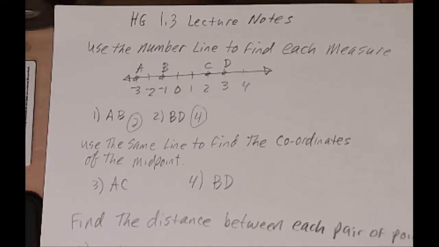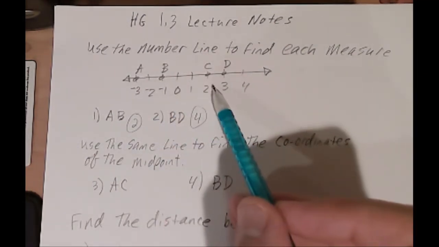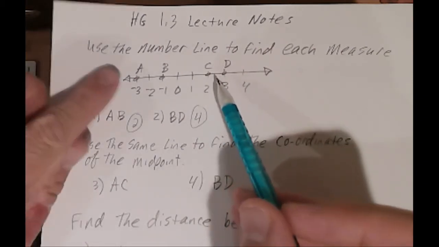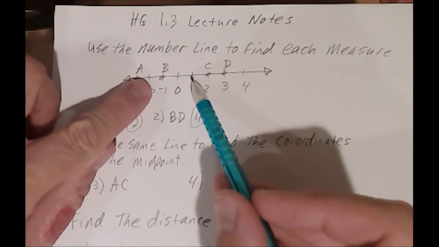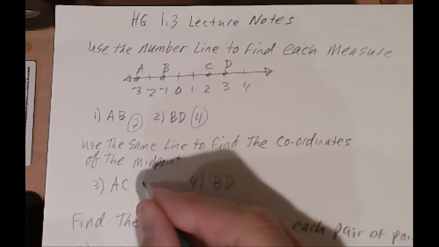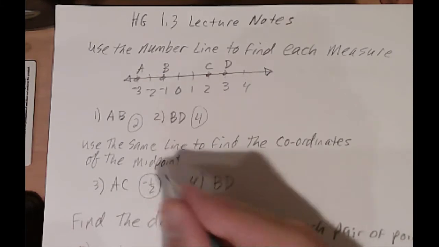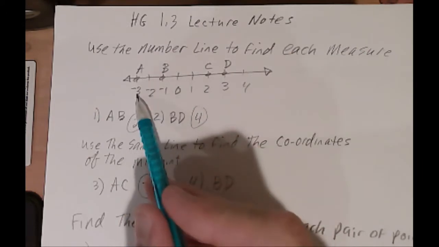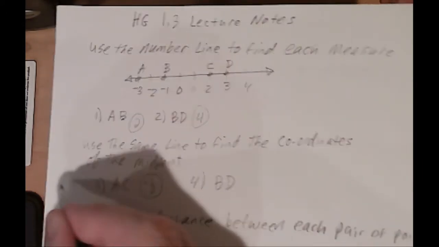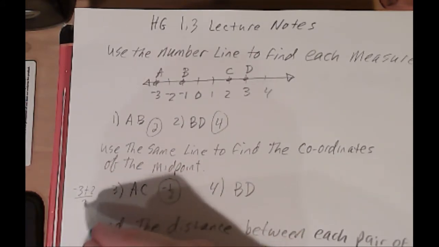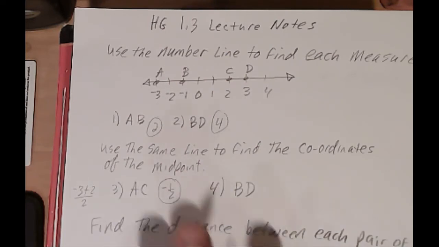Let's use the same line to find the coordinates of the midpoint. So what number is halfway between A and C? So let's see, -3 and 2. A couple ways you can do this. You can just start on either end and count in like that. Oh, look, halfway between 0 and -1 is -1/2. Or if you want to do the midpoint thing, you could say, look, AC, -3 and 2. You can always add them up and divide by 2, right? Either way, you're going to get -1/2.